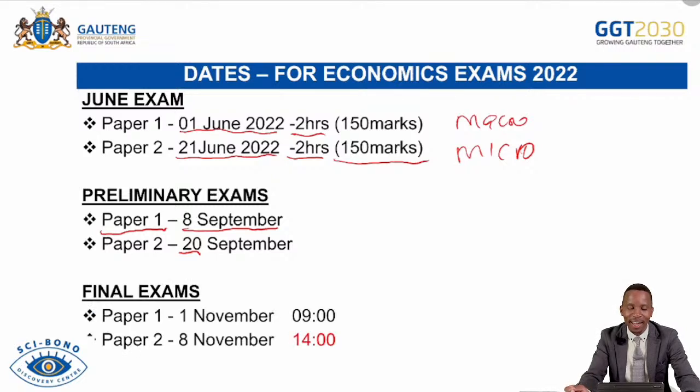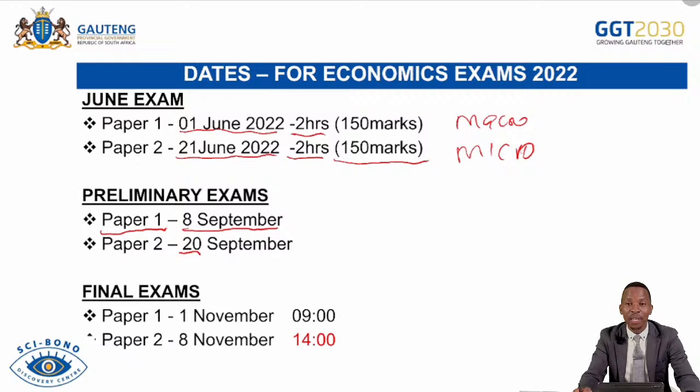And the big fish and the big one, the final examination for 2022. Already you have a date. The paper 1 will be written on the 1st of November. On 1 November at 9 o'clock, you will be starting your examination. That is our paper 1. It will have the macroeconomics as well as the economic pursuit.